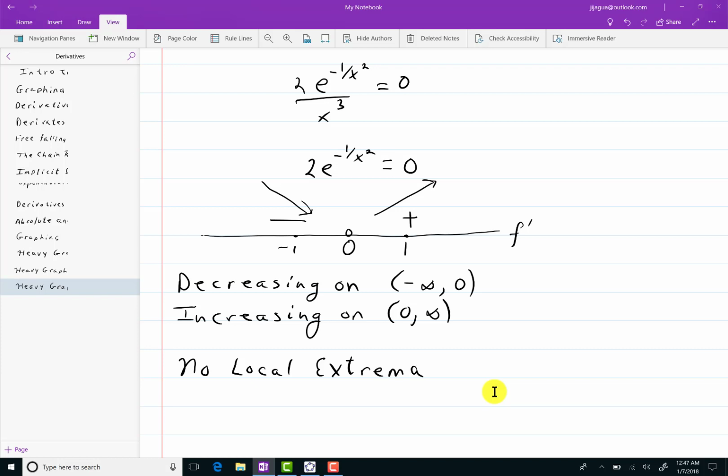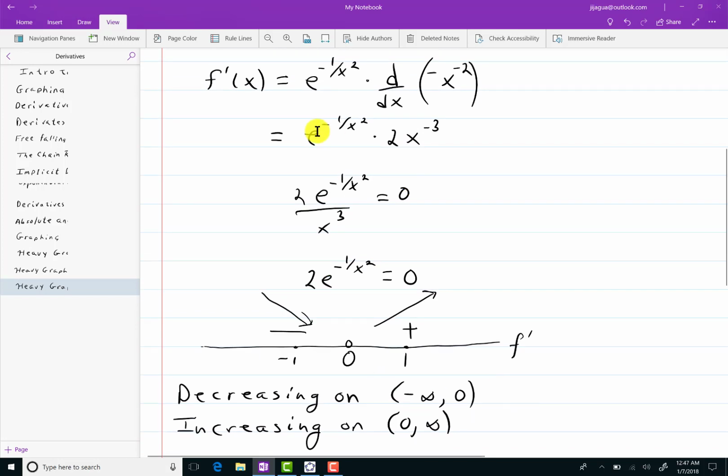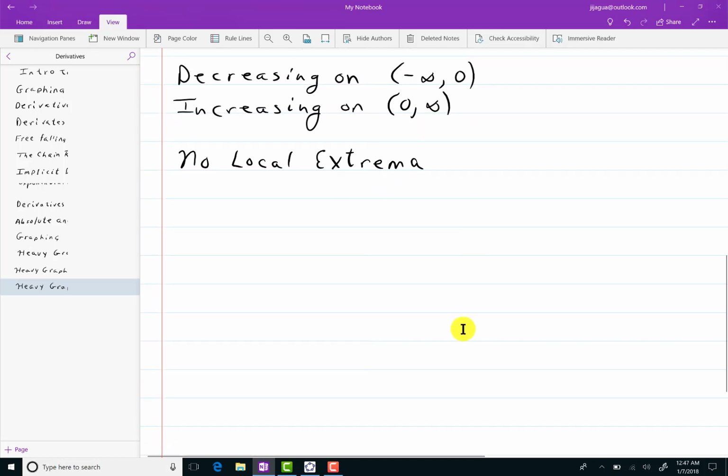So we'll move on to the second derivative. I like this version of the first derivative, so let me rewrite that. I have f prime of x equals 2x to the negative 3 e to the negative 1 over x squared. And I'm going to put a dot here because I'm going to use the product rule when I take the derivative. So f double prime, I'm going to do it really carefully here. Let's start with the derivative of this piece. You'll bring the negative 3 down and you'll get negative 6x to the negative 4.